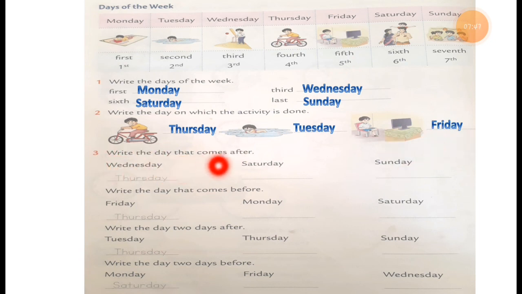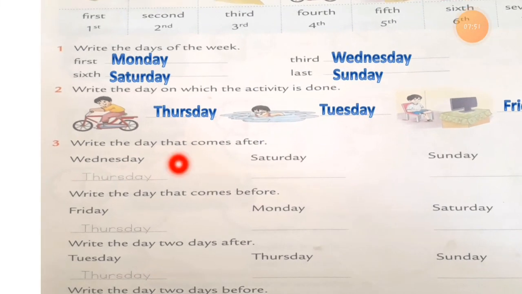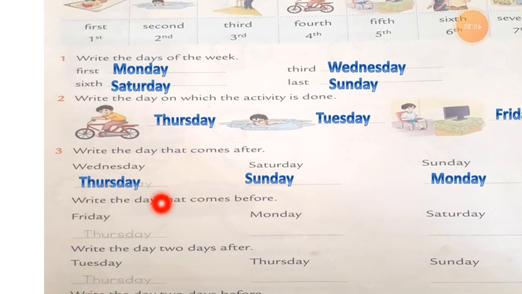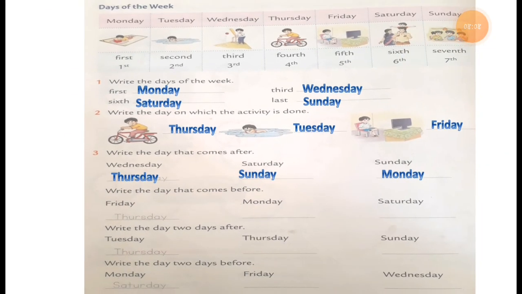Now write the days that come after. After Wednesday, it will be Thursday. After Saturday, it will be Sunday. After Sunday, it will be Monday. Then write the days that come before. Before Friday, it was Thursday. Before Monday, it was Sunday. Before Saturday, it was Friday.